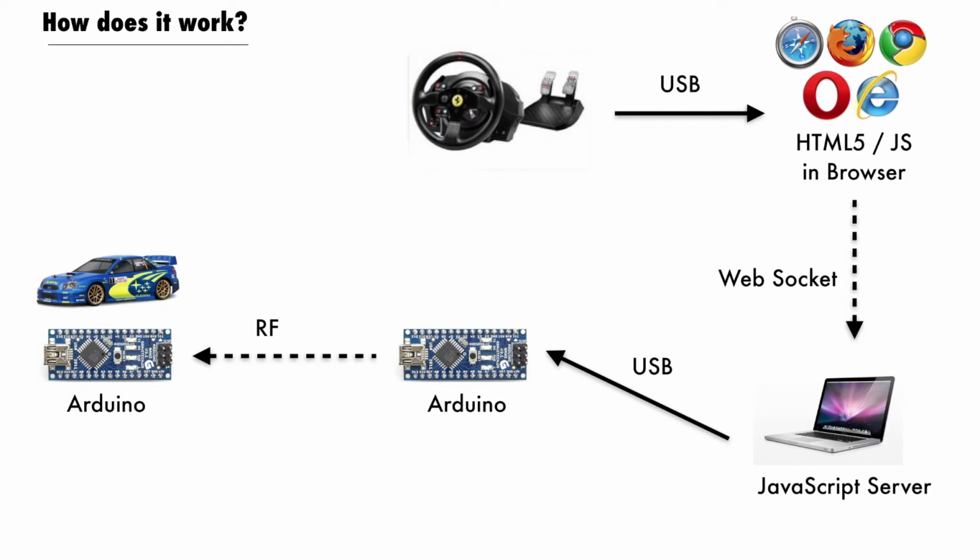And then there's a second Arduino inside the car, which is only responsible for communicating with the other Arduino, receiving the signals. So there's a lot going on in this project. There are a lot of stages. We're coming from the browser to a server and into one Arduino and wirelessly connecting to another Arduino.